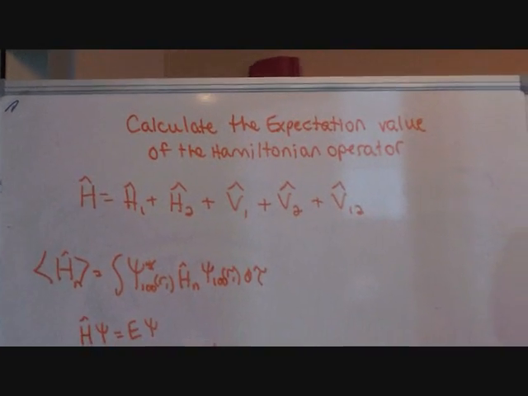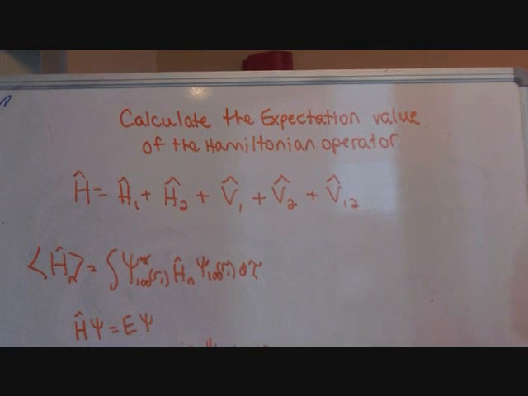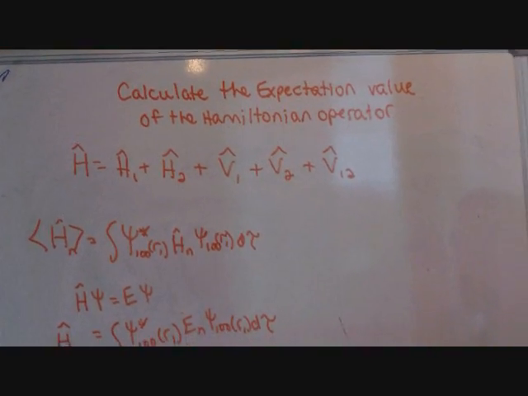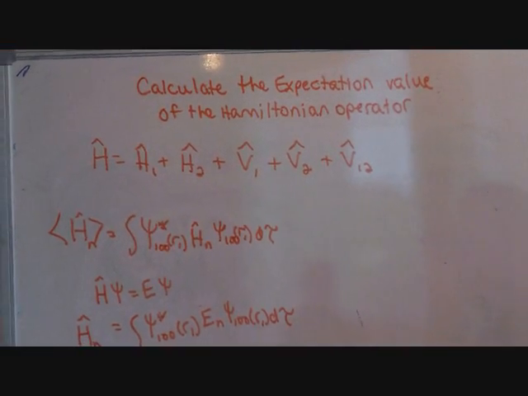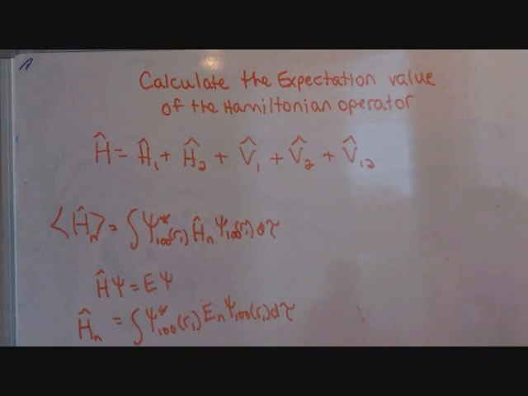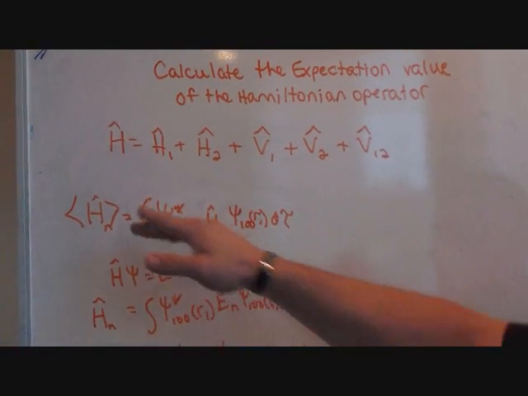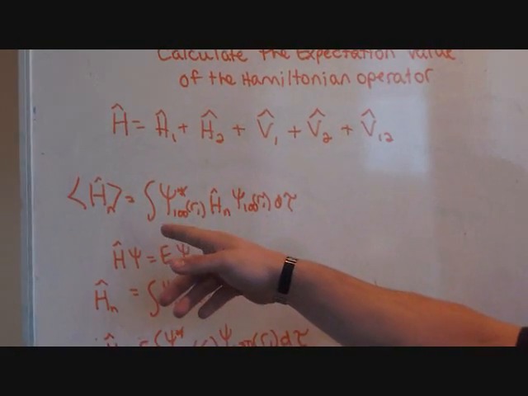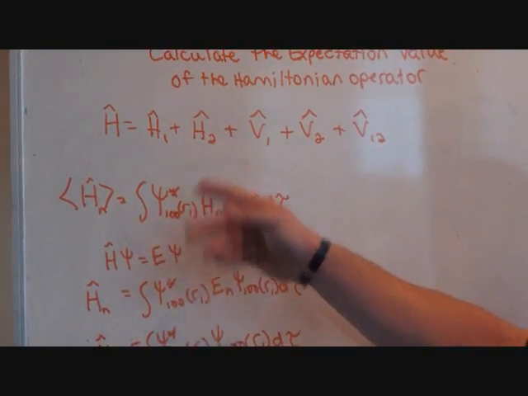So in order to calculate the expectation value of the Hamiltonian operator given in equation 2, we need to use spatial integrations to find the expectation value for each term within our Hamiltonian operator. We're going to work with the first two terms. We want to find the expectation value of the first two terms.